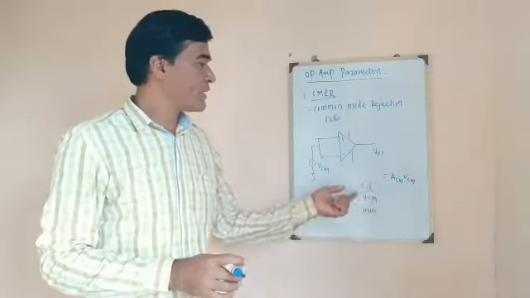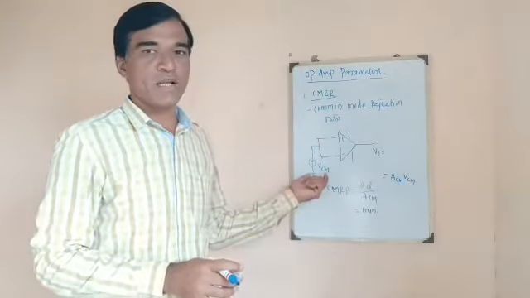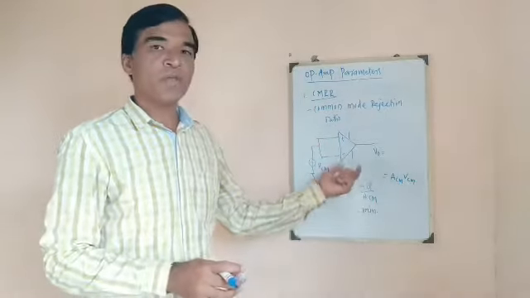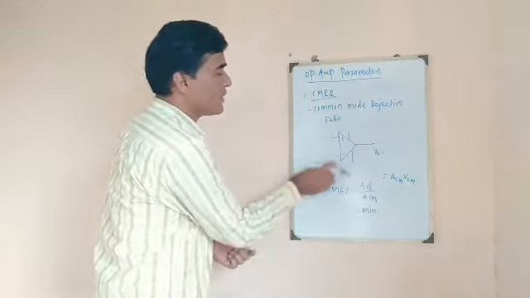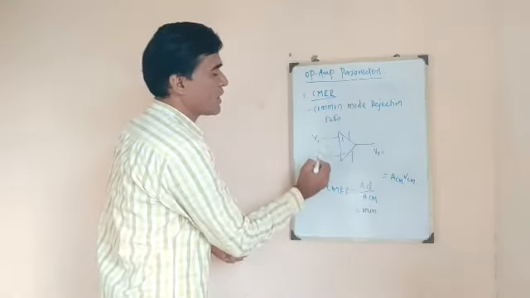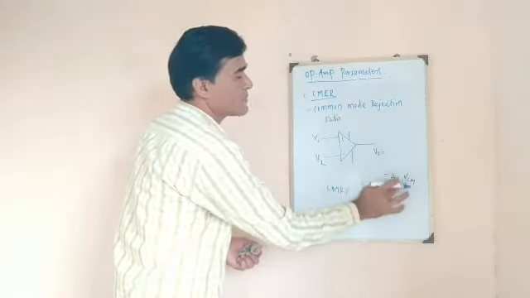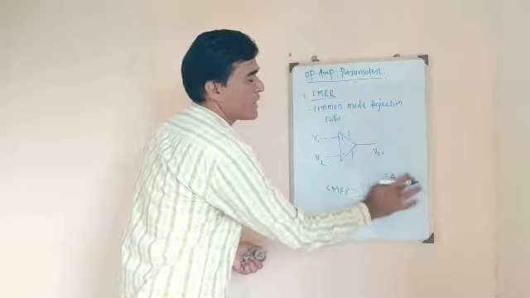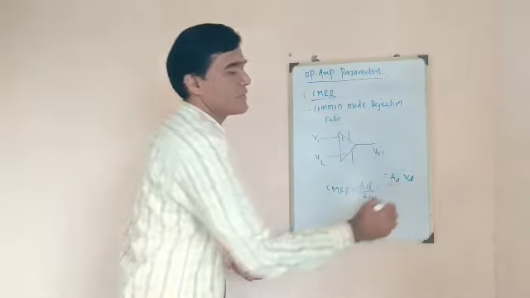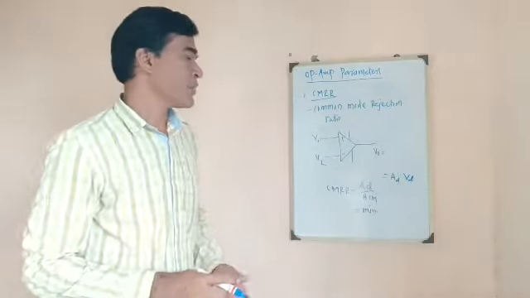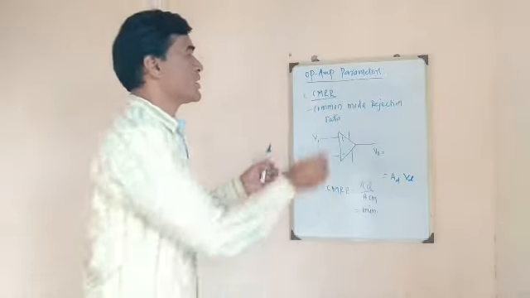Common mode gain applies when a common mode signal is applied. The differential gain is the gain of the op-amp when two different inputs are applied, and the output becomes AD, the differential gain, multiplied by VD, which is the differential input. So this is the common mode rejection ratio.